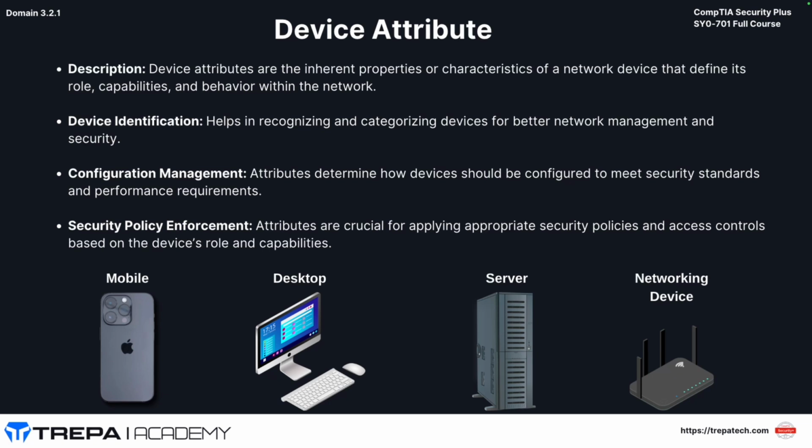So let's read off this definition here. Device attributes are the inherent properties or characteristics of a network device that define its role, capabilities, and behavior within a network. And again, a good example is what I just described when it comes to group policy for these certain devices. Attributes are crucial for applying appropriate security policies and access controls based on the device's role and capabilities.